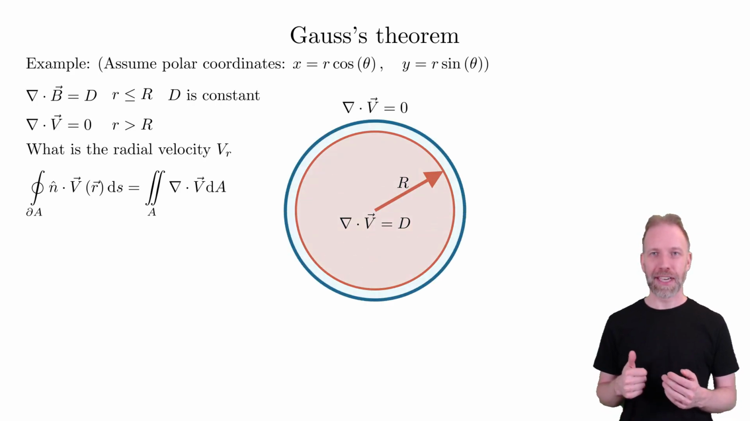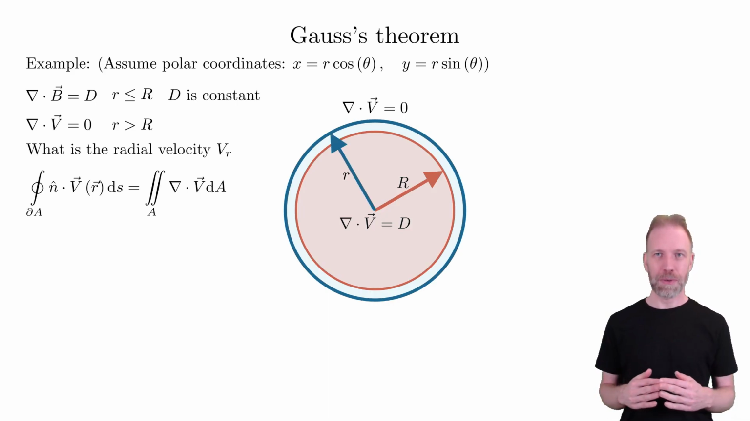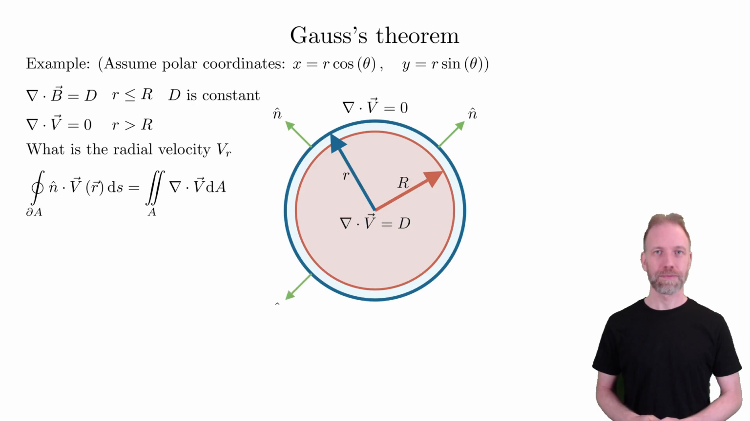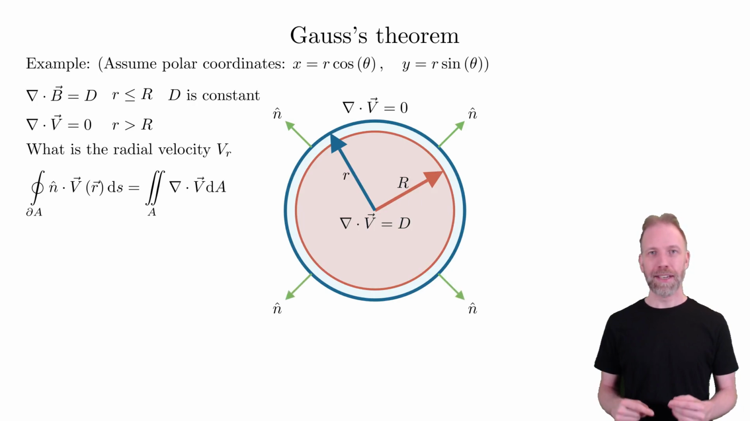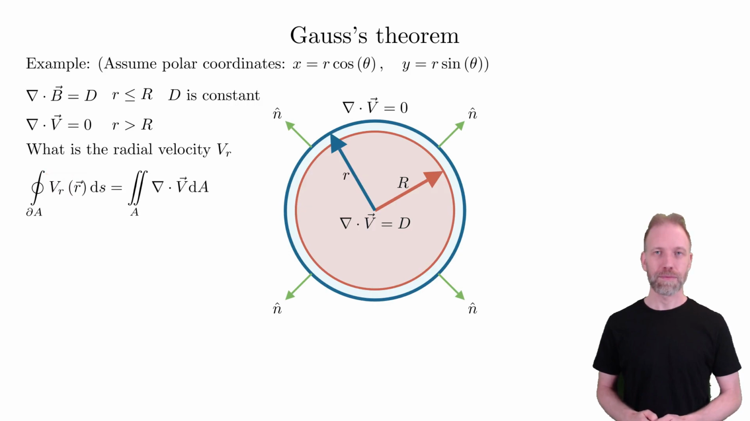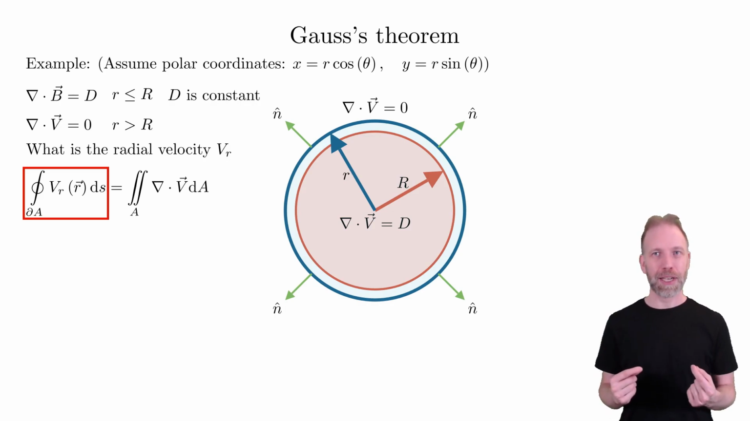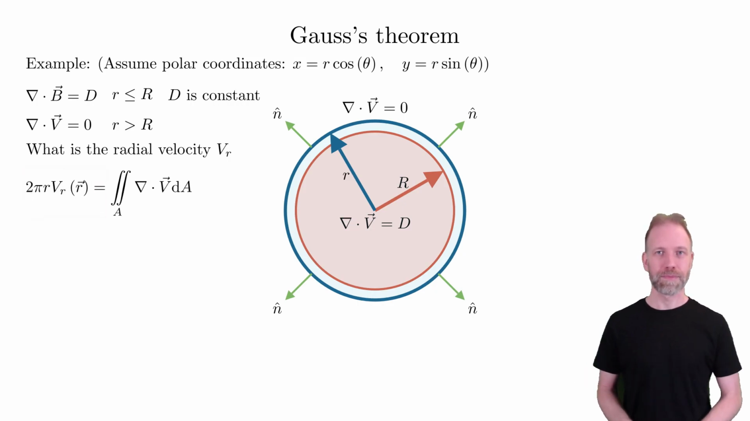Define the area we want to integrate over as the blue circle. The area has radius r and normal vectors pointing outwards. n hat dot v should be the velocity in the direction of n hat, which is the radial direction. Hence, this is vr. If we assume symmetry and that v only depends on r, then vr is constant on our boundary. We can simply multiply by the length of the boundary, which is the circumference of a circle, 2 pi r. The integral will be valid for any radial position.